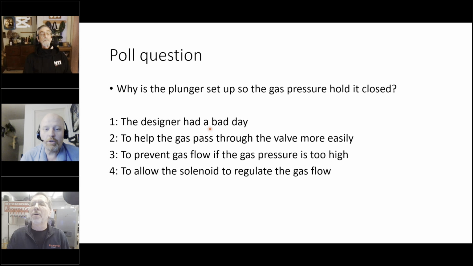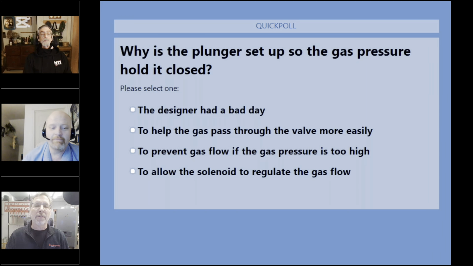So we're going to do a real quick poll here. I don't remember putting this close, but apparently I did. So the poll question is, guys, yep, we're going to get Steve to launch the poll and give me an answer. So basic question, why do we have the plunger set up so that the gas pressure effectively holds it closed? Why are we making the solenoid fight against the gas pressure is the first question. So first answer, obviously the designer had a bad day. This happens, and that is potentially an option.